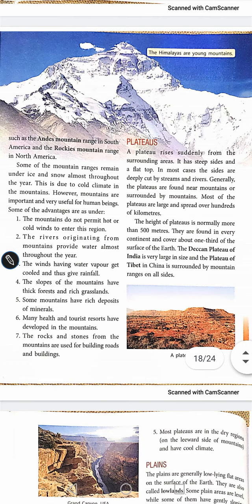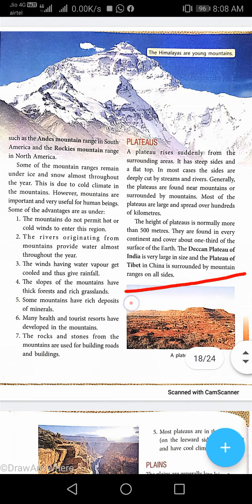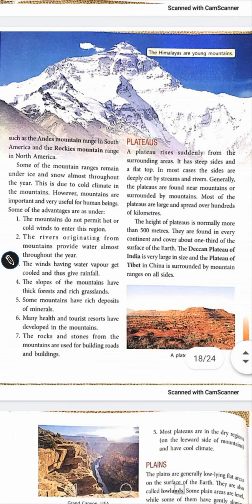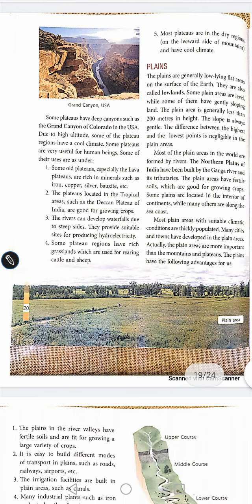Now the Deccan Plateau of India is very large. We have a plateau whose name is Deccan Plateau. And the plateau of Tibet in China is surrounded by mountain ranges on all sides. Now some plateaus have deep canyons, such as the Grand Canyon of Colorado in USA.